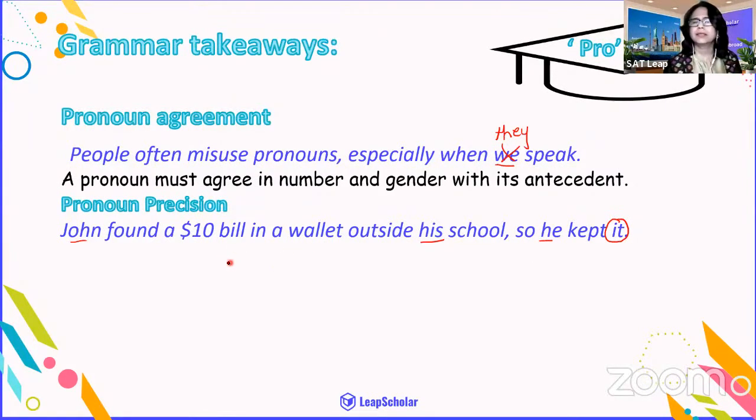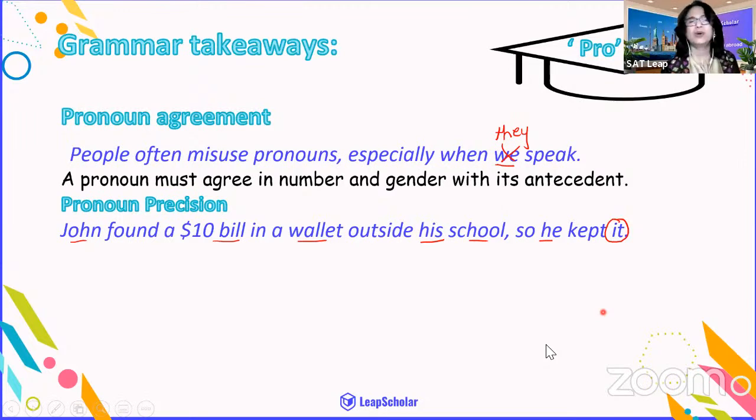It has many antecedents: bill, wallet, and school also. So "he kept it" is a bit ambiguous. It's better to be precise. So you should say he kept the money, or you could say he kept the purse, right? You could use a specific noun to remove this ambiguity and improve the precision.